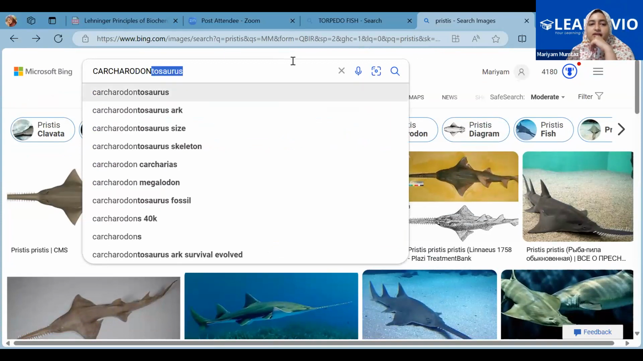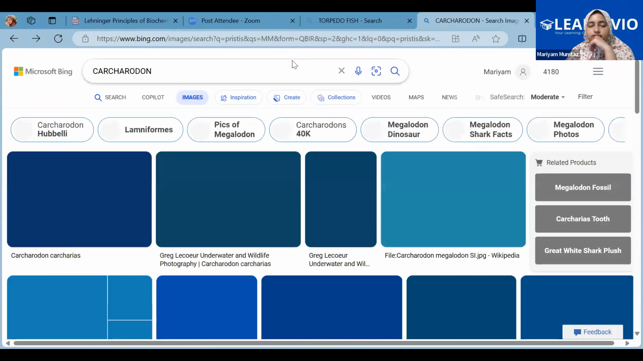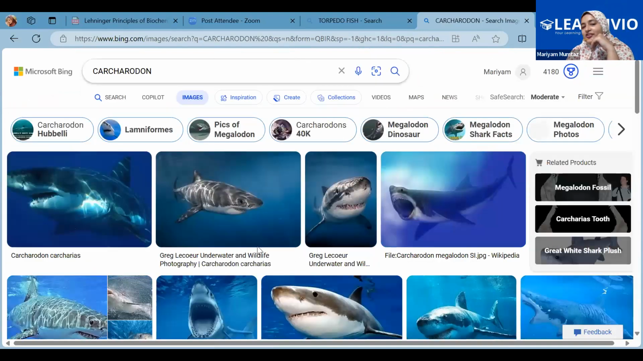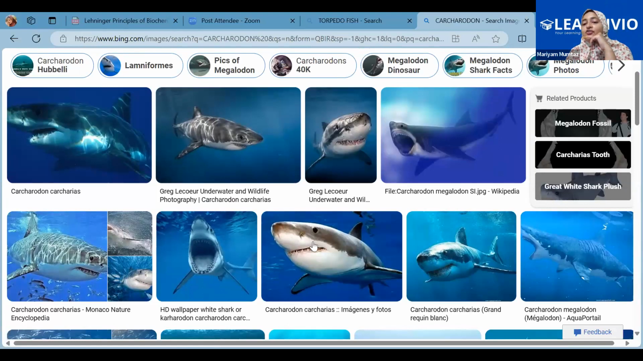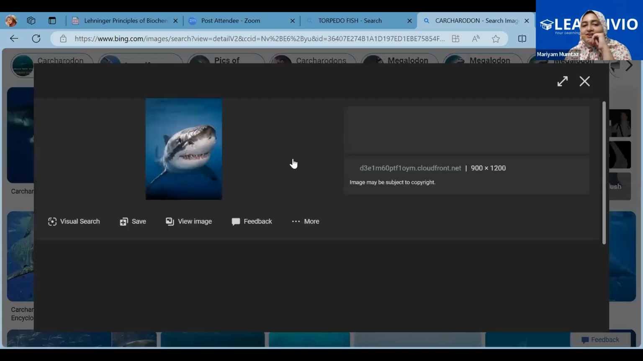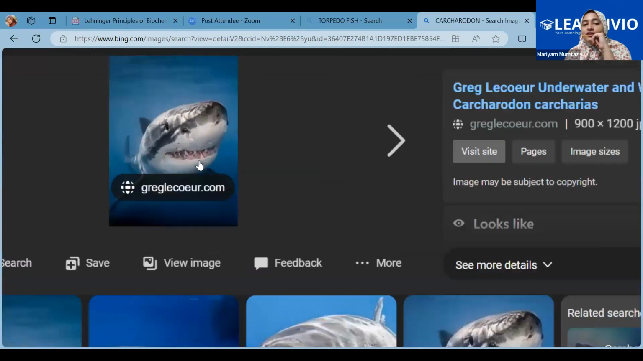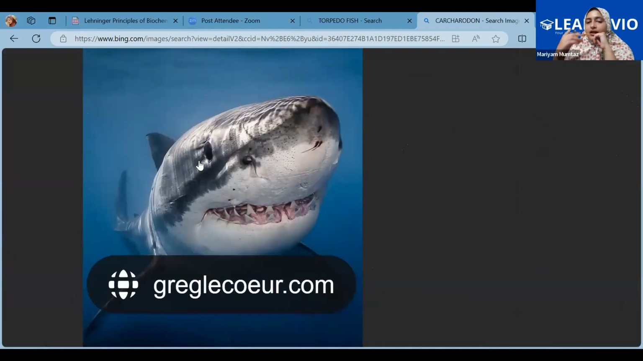Then there is Carcharodon. This is the great white shark. It is so creepy. I do not like looking at sea creatures. Okay, so do you see the face? Also, one more thing. Do you see the face? Now see, this is the ventral position of the mouth. This is the position where the mouth is present. This is the ventral position.